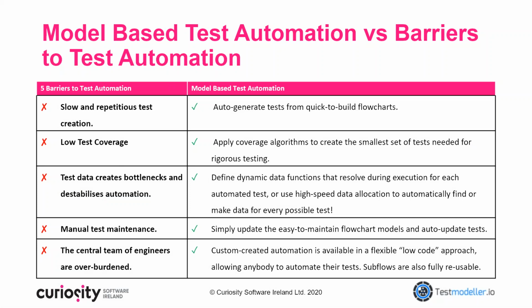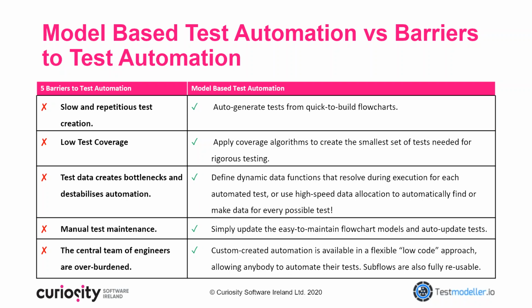Hopefully you've seen some of the benefits here of model-based test automation in combination with UFT. And we've also shown you how we can overcome some of the barriers to test automation. So instead of having slow and repetitious test creation, we can generate our automated tests from flowcharts, which are very easy to use. Anyone can come in and start dragging and dropping different building blocks together to create our automation tests. We've also got our algorithms, which can create the smallest number of tests for rigorous testing to maximize coverage. We can overlay rich sets of test data, whether that be initially overlaying synthetic test data, or going very deep under the covers and binding data from all sorts of external data sources and pulling them in.